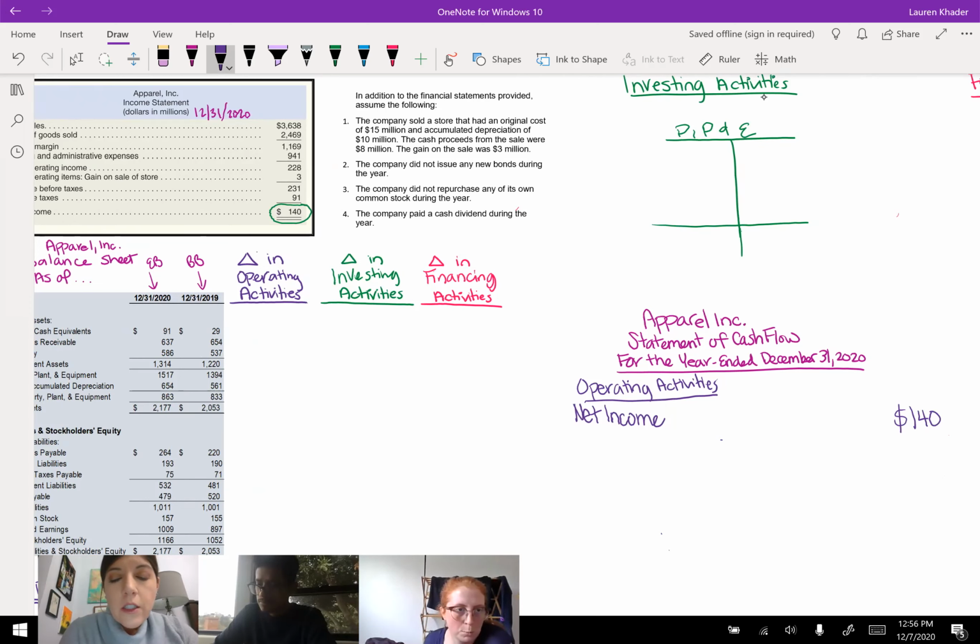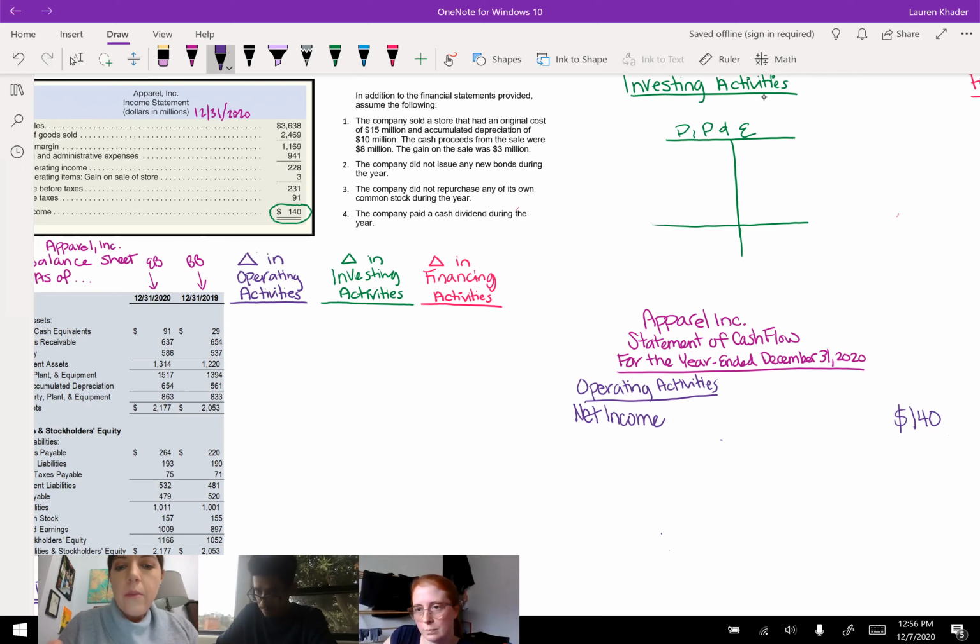So that is the first line when we're using the indirect method. Because what we're going to do is we're going to start with that, which is on an accrual basis. And we're going to convert that number to a cash basis. So basically cash flow from operating activities, from our day-to-day activities.